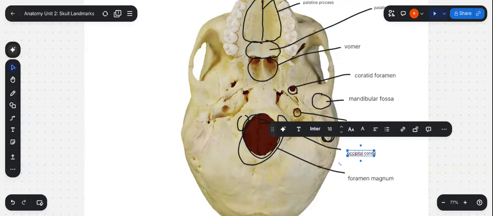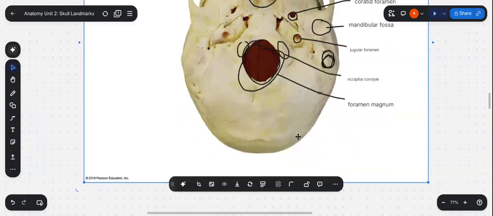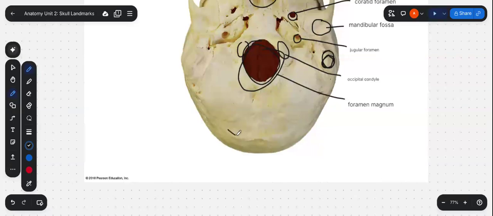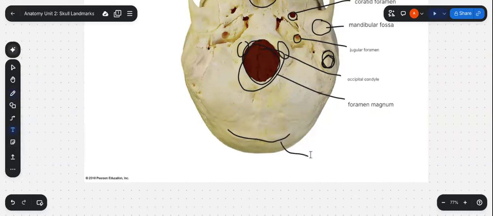Occipital condyles. All right. So now we're going to take a look at this bottom portion over here. So, of course, you have your occipital bone within this region, and then you have your superior nuchal line. If you see this indent over there at the very bottom, that is your superior nuchal line.